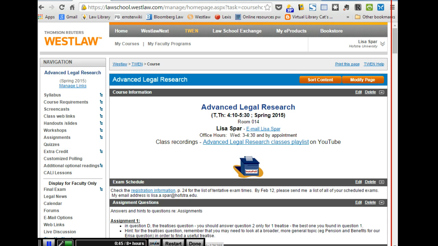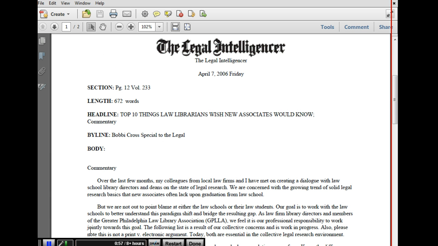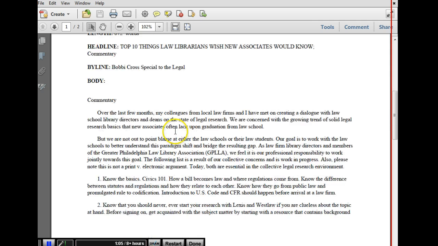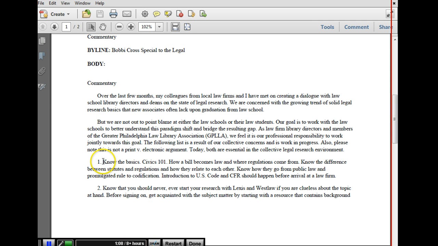Now I know that you all have, or we all have, learned some of this way back in maybe 8th grade, 9th grade, 10th grade, but just as a reference point, that article that we talked about in the first class, Top 10 Things Librarians Wish New Associates Would Know, right up there at number 1 is Know the Basics, Civics 101: how a bill becomes a law, where regulations come from. So we're going to get some context today. It's going to be review somewhat. It's also going to dive into some things I think probably you haven't encountered before.